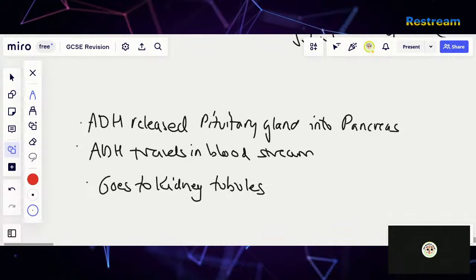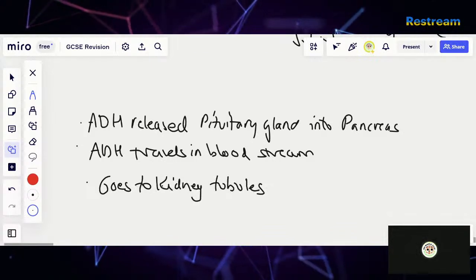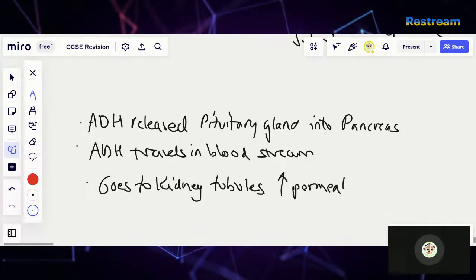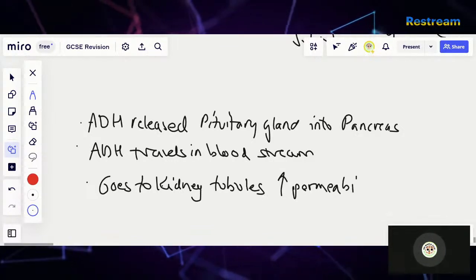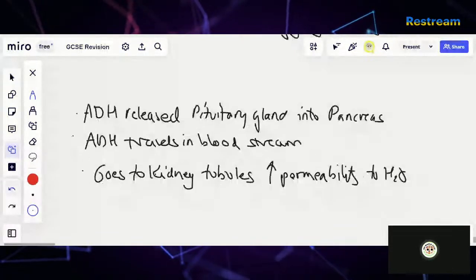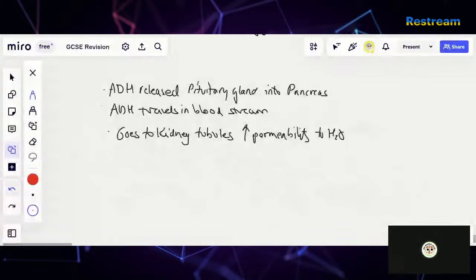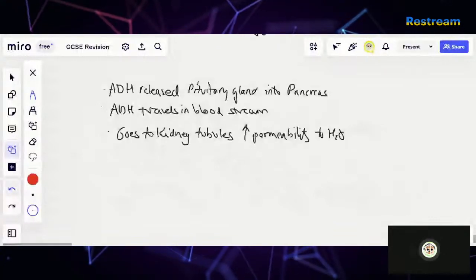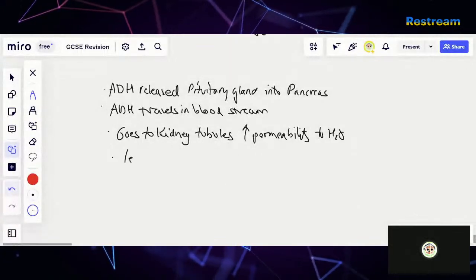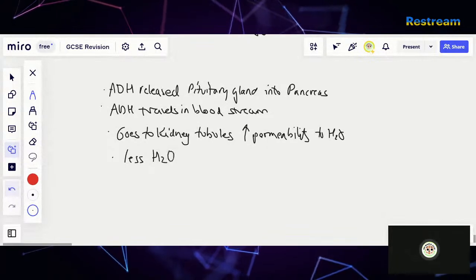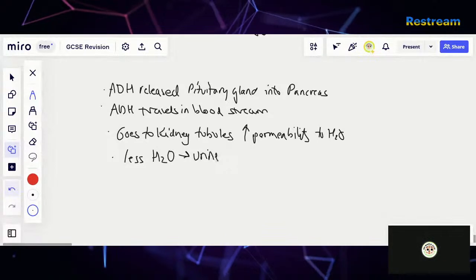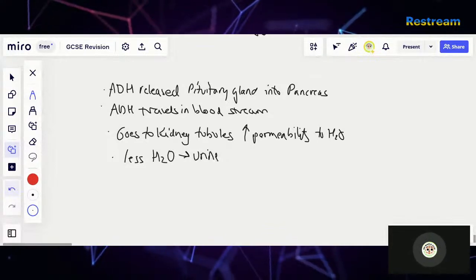And at the kidney tubules, it increases the tubule's permeability to water. ADH is causing the kidney to absorb more and more of the water, which then enables more water to be kept in, and then less water is lost as urine. And if less water is lost as urine, that then means that there's more concentration of water in the blood.